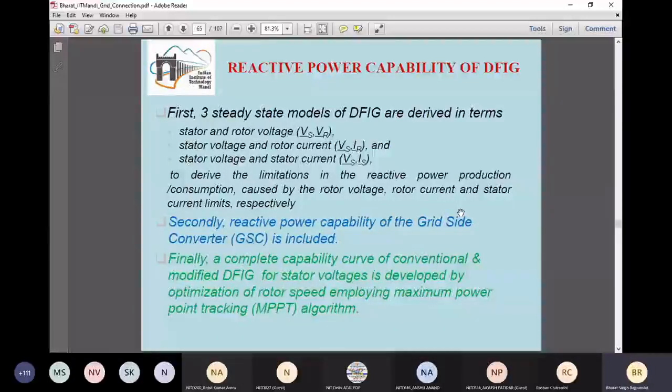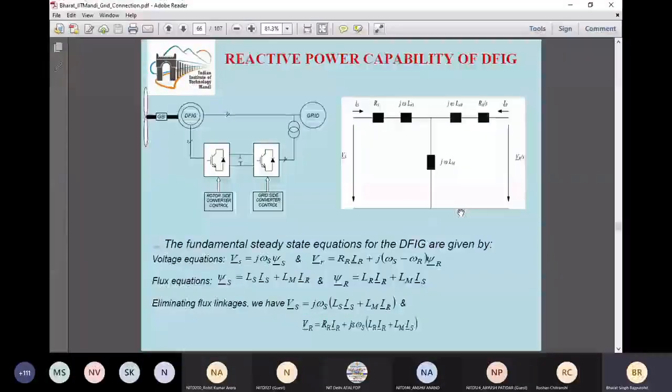In this case, we can see a steady state model is developed. The equations and the steady state model are shown here. These parameters are taken for a 1.5 megawatt DFIG, and steady state quantities are considered. Next slide, please.